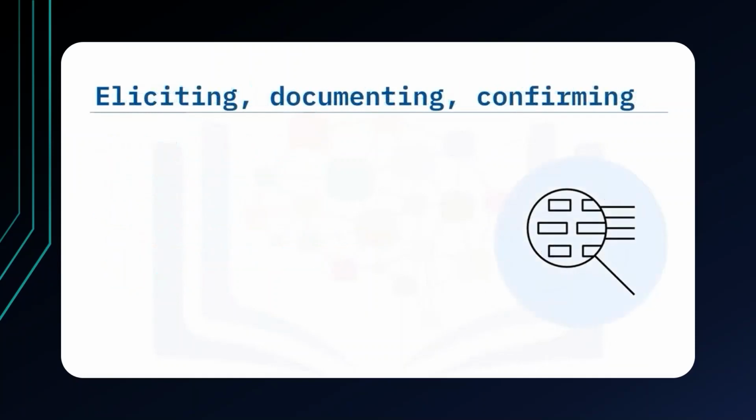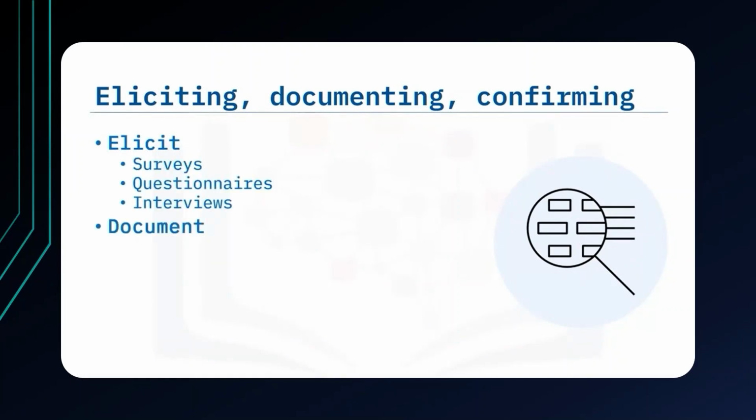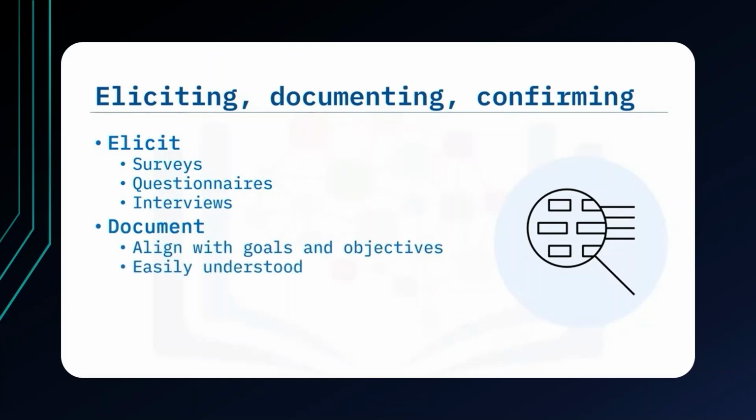The next 3 steps, listing, documenting, and requirement confirmation, are usually completed iteratively. Elicitation can be accomplished through surveys, questionnaires, and interviews. As the requirements emerge, they should be documented and checked to ensure they align with the goals and objectives. Documented requirements should be easily understood by stakeholders and the project team.